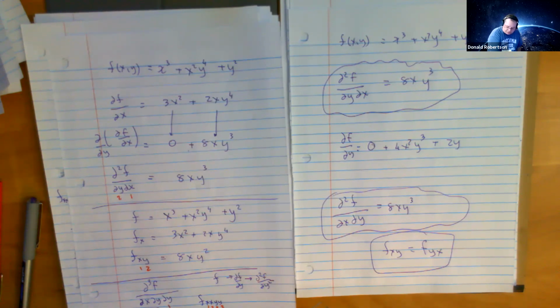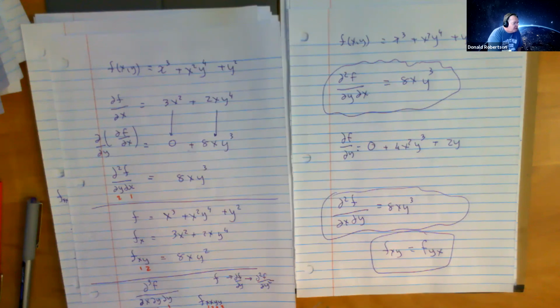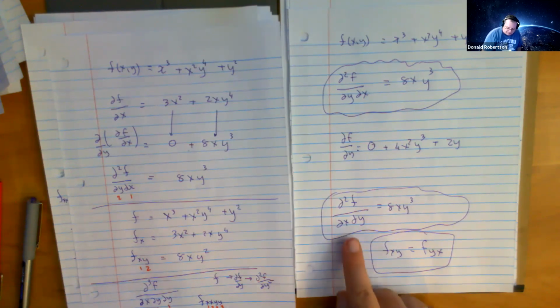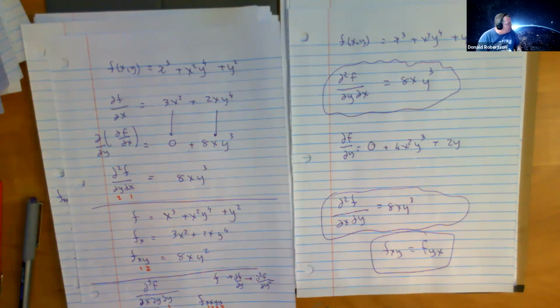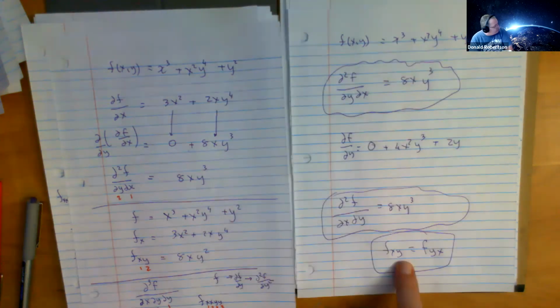So Clairaut came up with a really cool trick, for want of a better word, that if you know the function is continuous, you only need to find one, and then you can tell what the other one is. And it doesn't need to be symmetric, right? You notice this function here is not symmetric, yet this is true. And it doesn't even need to be a nice function.